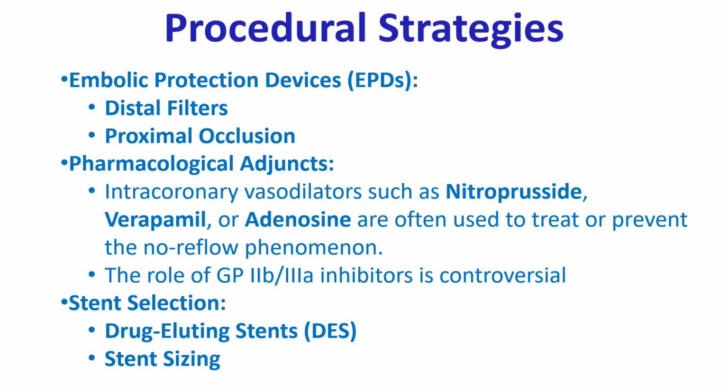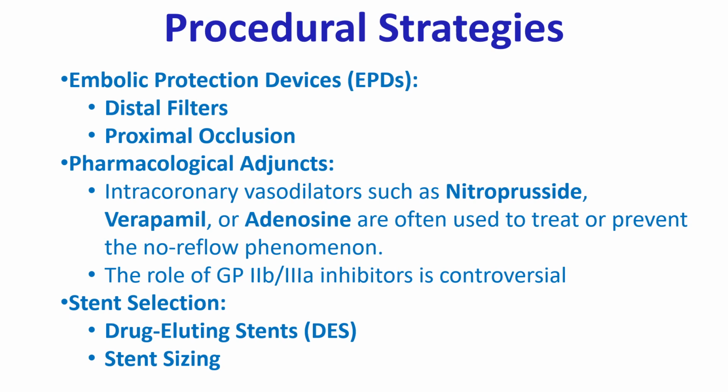Embolic protection devices. Distal filters are the most common approach, allowing for continued blood flow while capturing debris. Proximal occlusion is used less frequently but is effective in specific anatomical subsets where a distal filter cannot be landed.